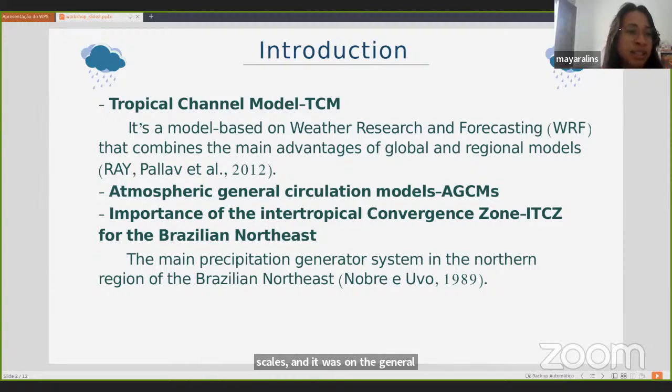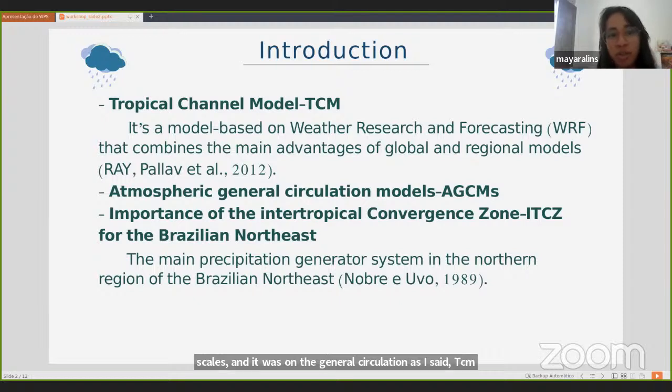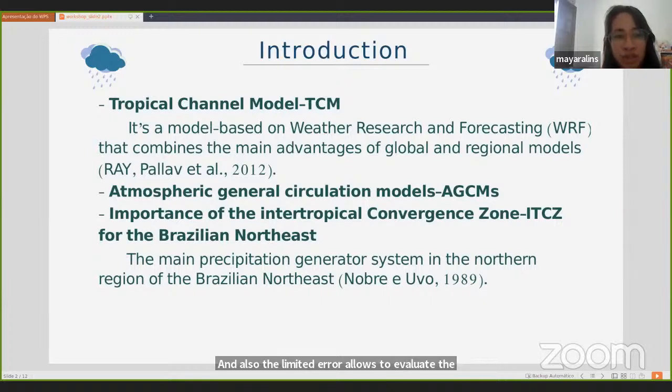As I said, TCM simulations allow higher resolution than normally in a global climate model. And also the limited area allows us to evaluate the climate variability patterns of the tropical regions. Well, the Intertropical Convergence Zone is one of the most important climatological characteristics in the tropics. The ITCZ directly influences the characterization of the rainfall regime in tropical areas.